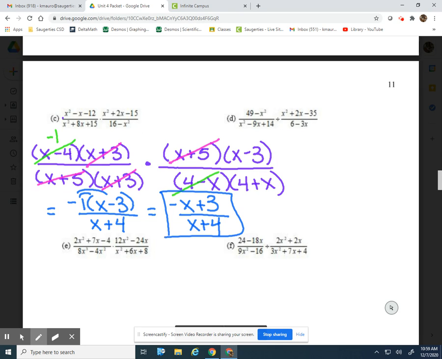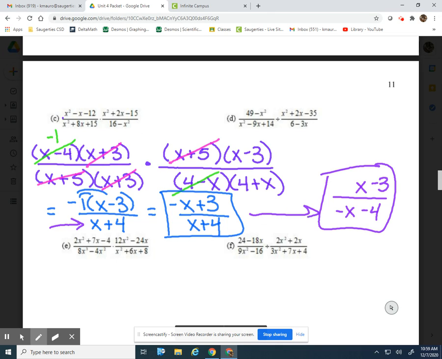Now, if you had chosen to put the negative in the denominator, your final answer would have been x minus 3 over -x minus 4. Either one of these two are correct.